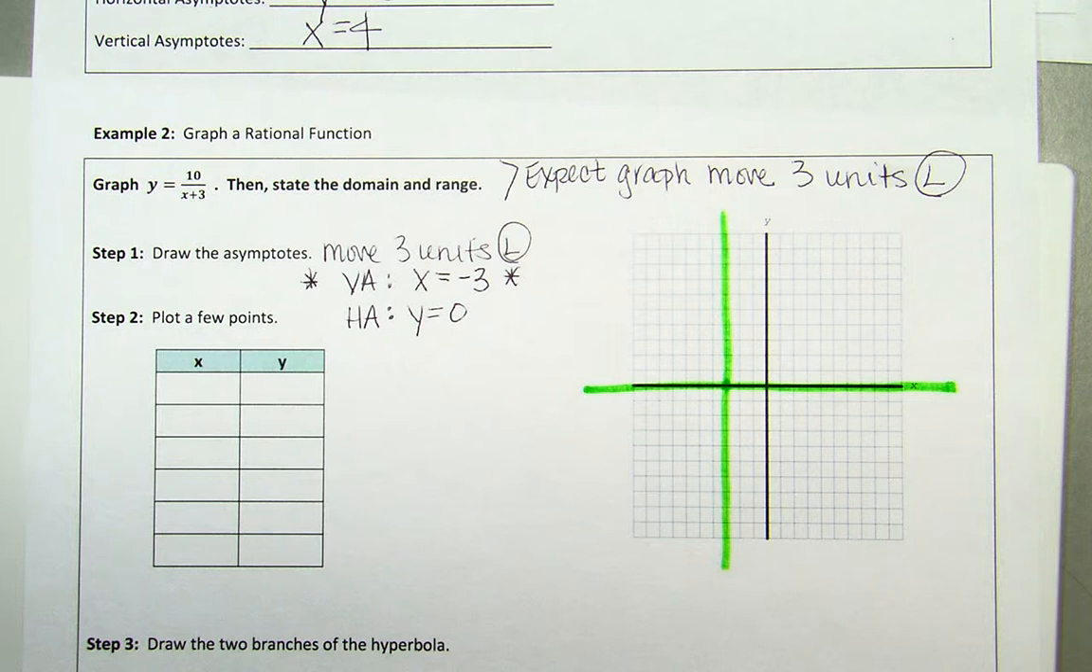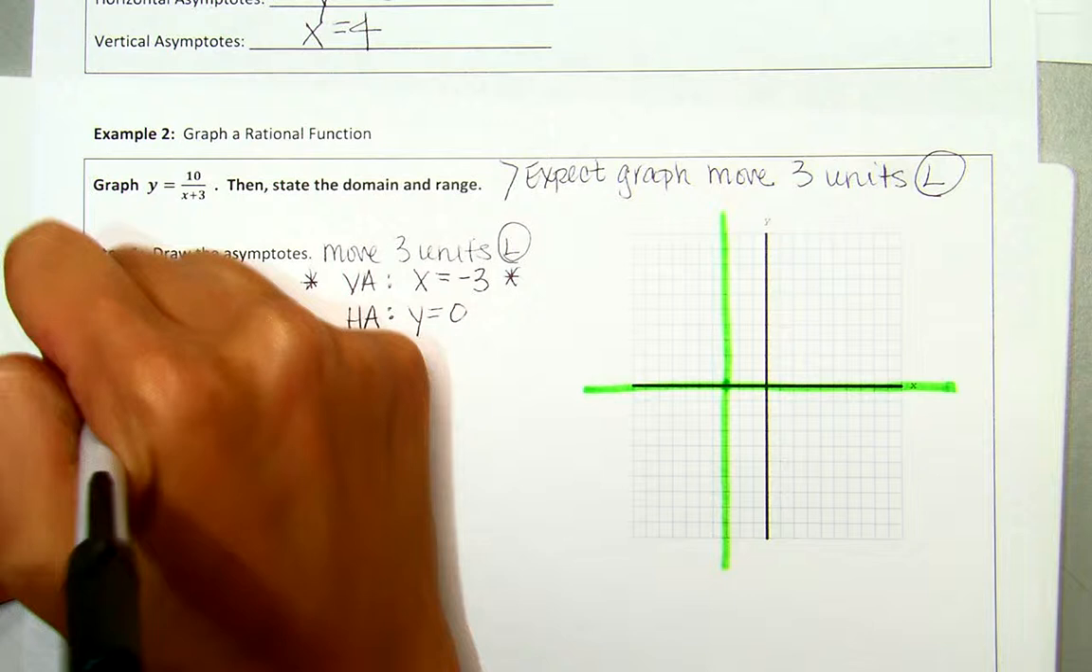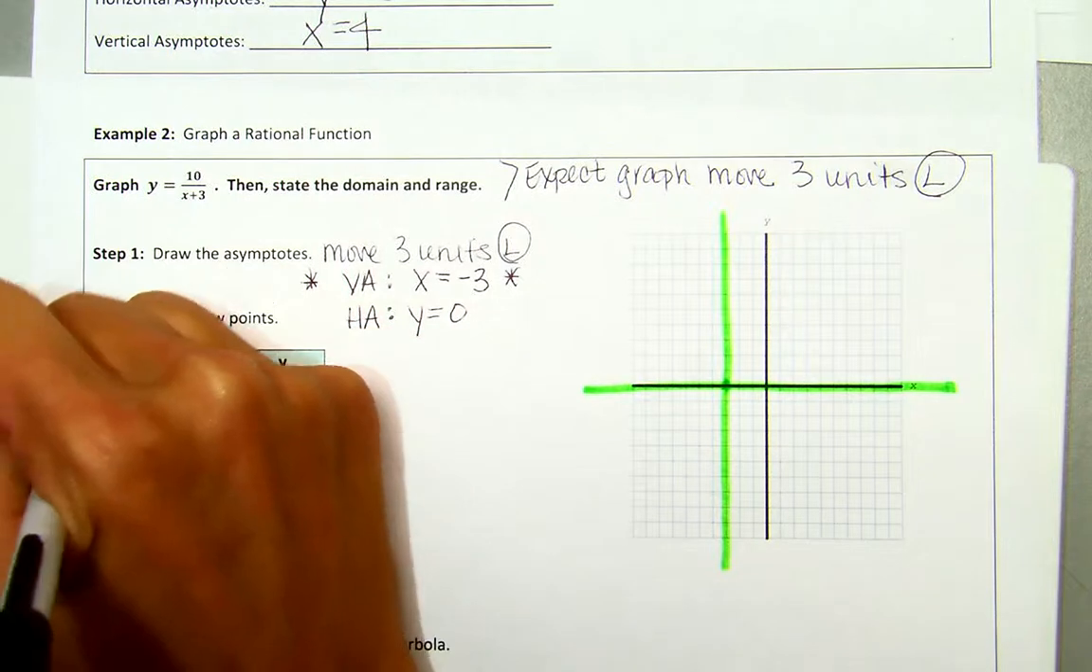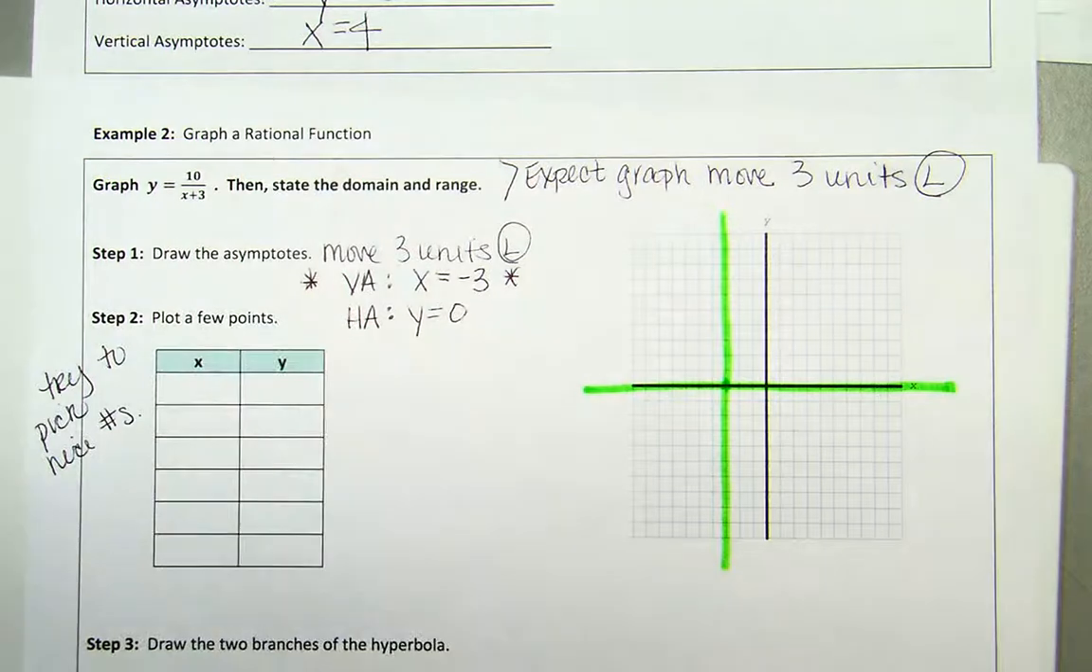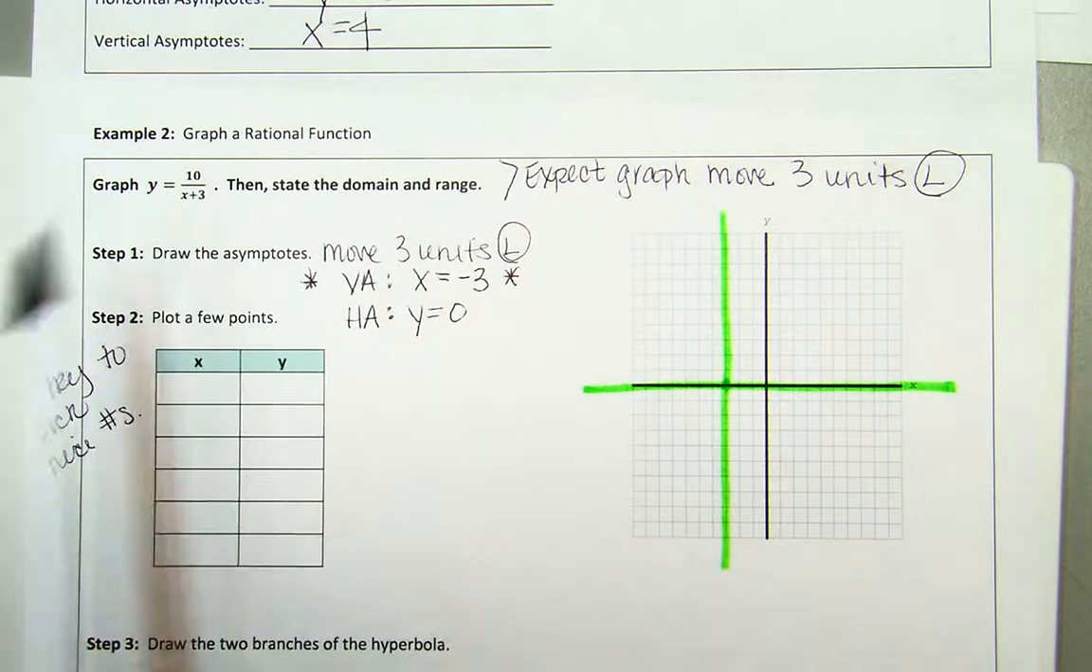In step 2, I'm going to plot a few points. So I want to pick nice numbers if I can. I'm just going to write that down. Try to pick nice numbers that correlate with 10 being in your numerator.